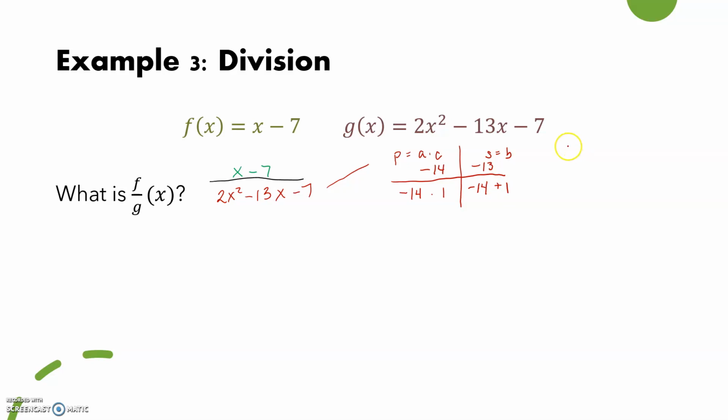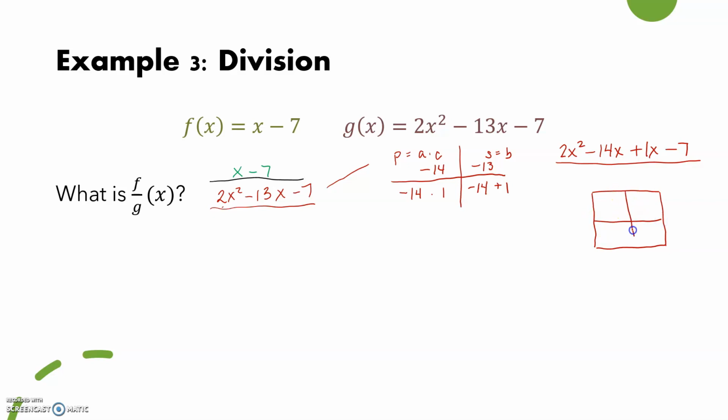I'm going to remind you that that really means that before we added like terms, we had 2x squared minus 14x plus 1x minus 7. So we had this thing is equal to this, but with the like terms taken apart. And so if I now have 4 terms, I can fit those 4 terms inside of my box. And it doesn't matter whether I put the 1x here or the negative 14x, as long as I have those on the diagonal, and then this would be negative 7.